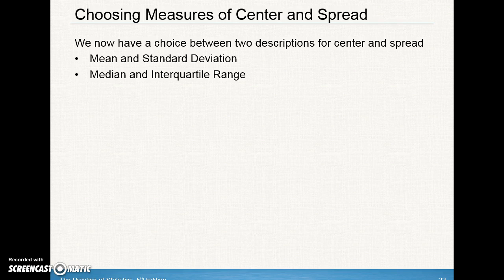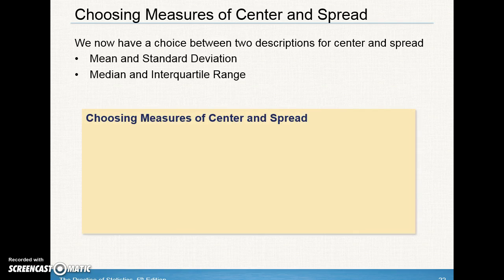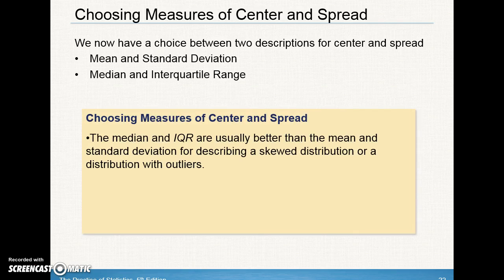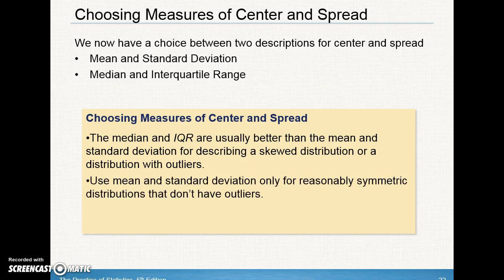So we now have a choice. We can either look at the mean and the standard deviation, or the median and the interquartile range for describing center and spread. So when do we want to use each one? The median and IQR are usually better when the data is skewed. When the data is symmetrical or roughly symmetrical, then we can use the mean and the standard deviation.